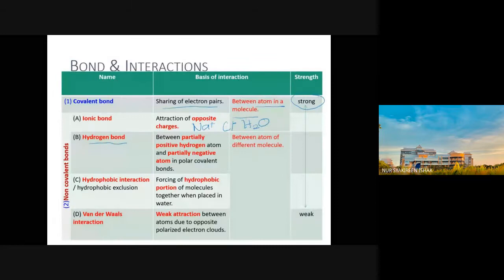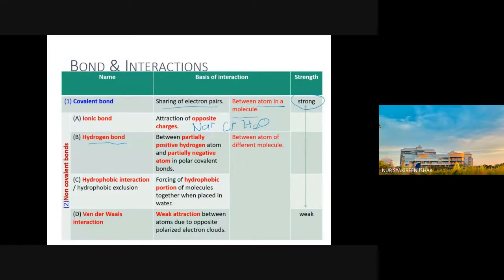Okay, so it says here for hydrogen bond to form, it is formed between partially positive hydrogen atom of a molecule and partially negative atom of another molecule in polar covalent bond. So the formation of hydrogen bonds are actually between atoms of different molecule. So later we will see how hydrogen bonds are formed between two different water molecule, for example. Okay, so the next one is hydrophobic interaction or hydrophobic exclusion.